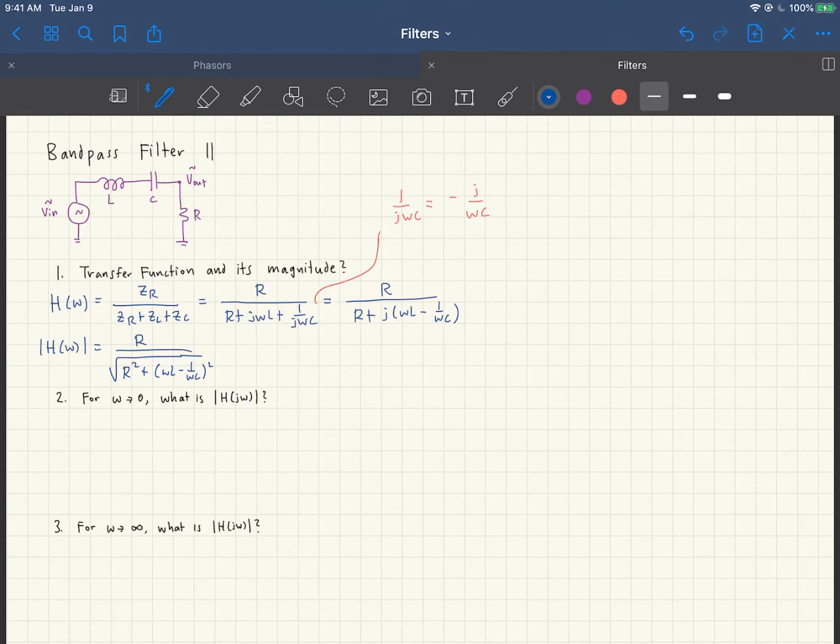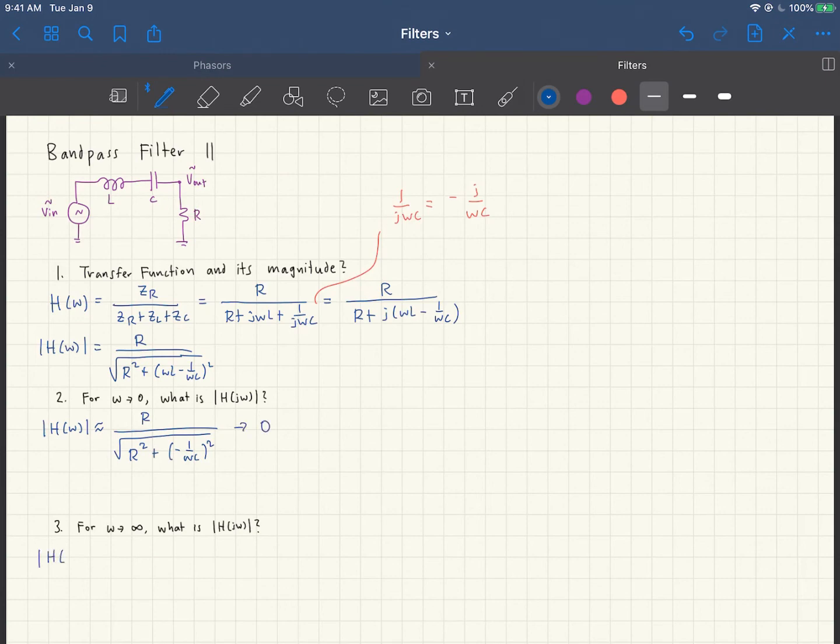Now for omega close to 0, what is the magnitude of h of omega? If omega is very close to 0, this means omega L will be really small and 1 over omega C will be really big. Which means we can rewrite this as approximately equal to R all over the square root of R squared plus minus 1 over omega C squared. And as omega is very close to 0, we see that this number is very large, and if the denominator is really large while the numerator is constant, this will go to 0.